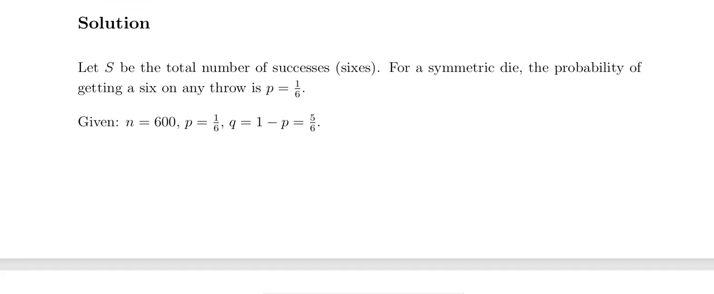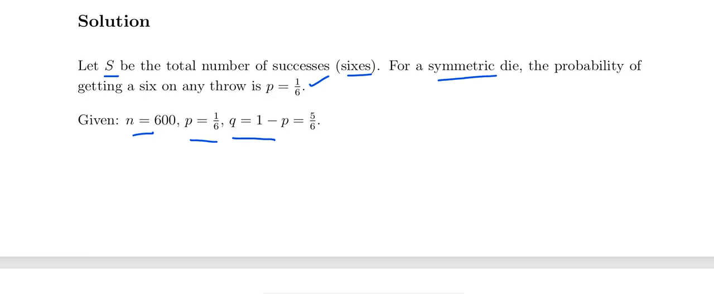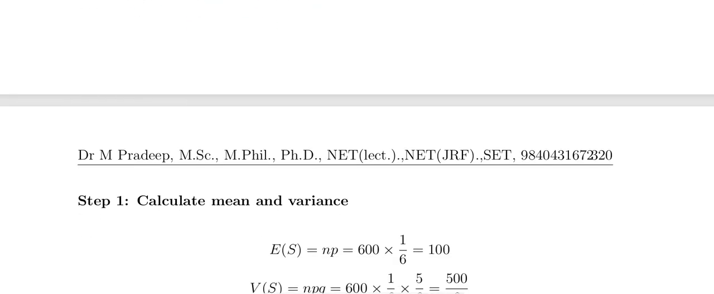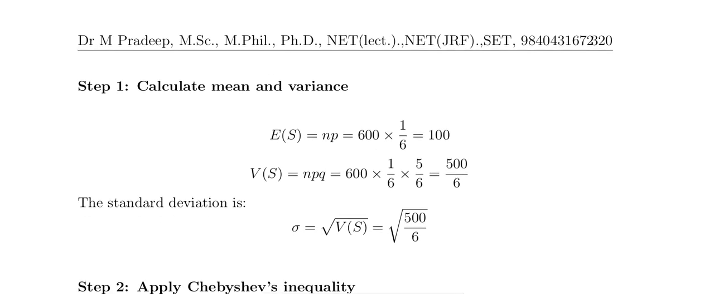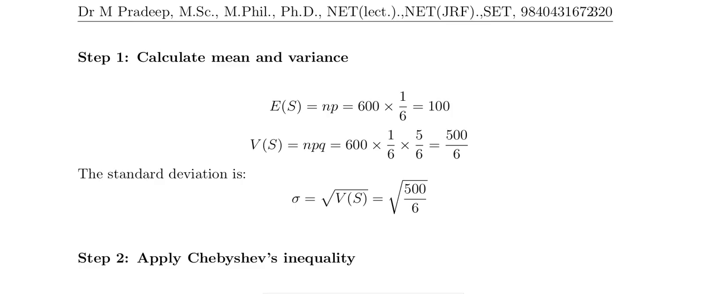Let the total number of successes be S, where getting a 6 is a success. The die is symmetric, so the probability of getting 6 is 1 by 6. So n equal to 600, probability of success p equal to 1 by 6, and the probability of failure is obviously 5 by 6. For the die, n is 600. What is the mean of the binomial variate?